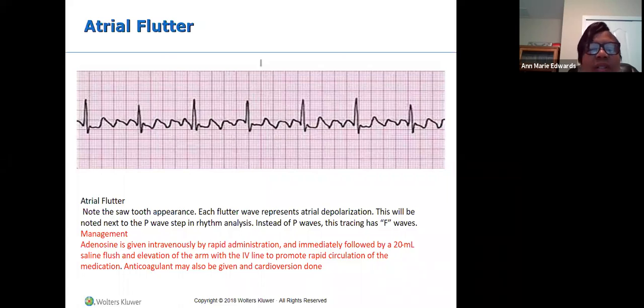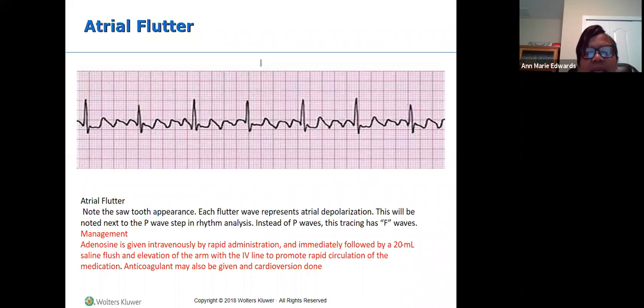Now, atrial flutter. We're looking now at our atrial rhythm. Atrial flutter. Note the sawtooth appearance. Each flutter wave represents atrial depolarization. This will be noted next to the P wave in rhythm analysis. Instead of P waves, this tracing has F waves.